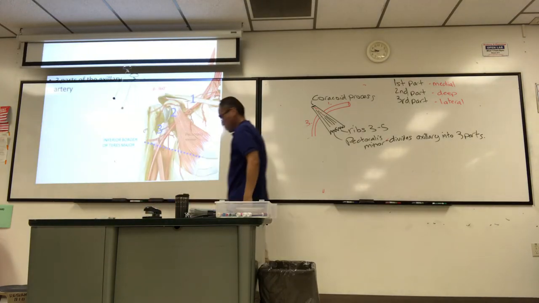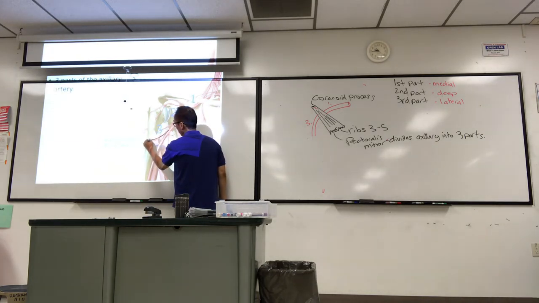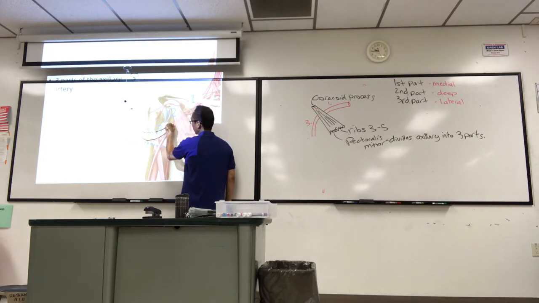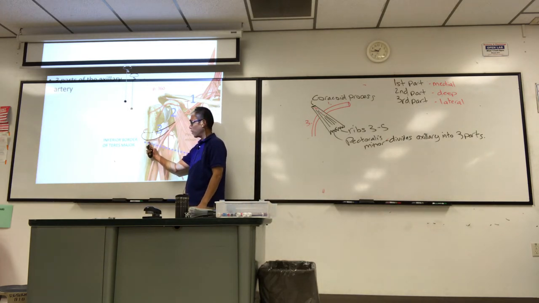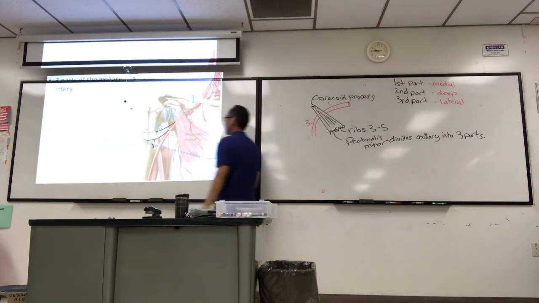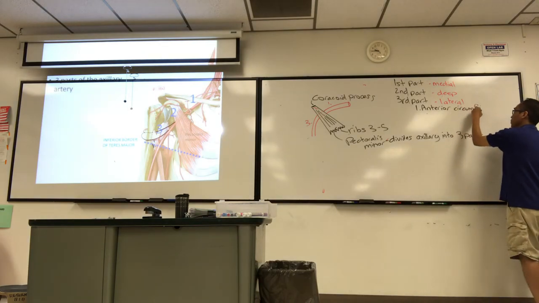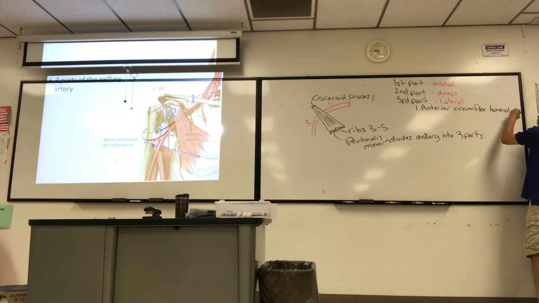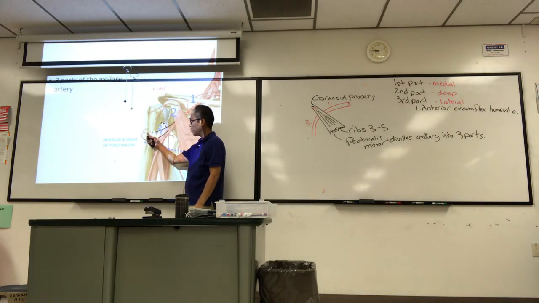All right, so what I was saying is, this one usually connects to that one. This one coming off right there crosses over the front, so it's called the anterior circumflex humeral artery. Let's call this number 1. So the third part has 3 branches. Branch number 2 is coming off and going behind the surgical neck of the humerus. It's called the posterior circumflex humeral, and it connects to the anterior one.